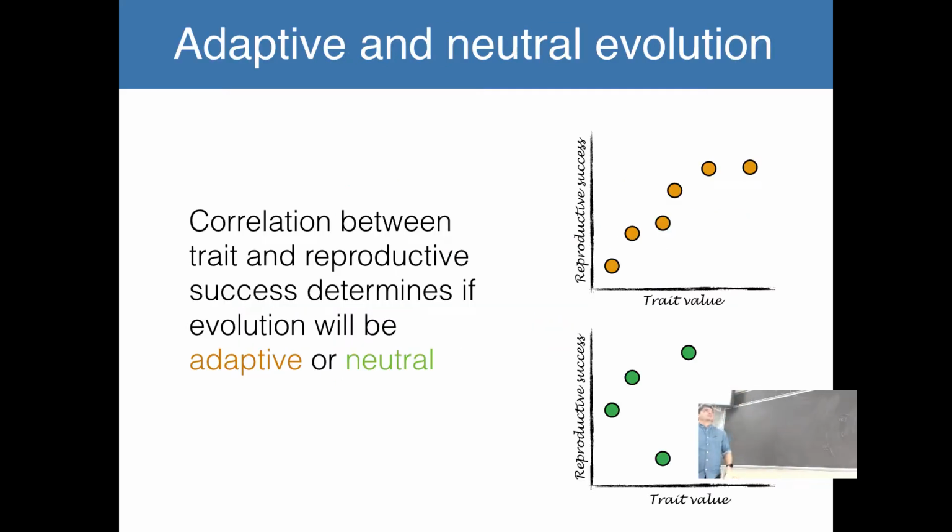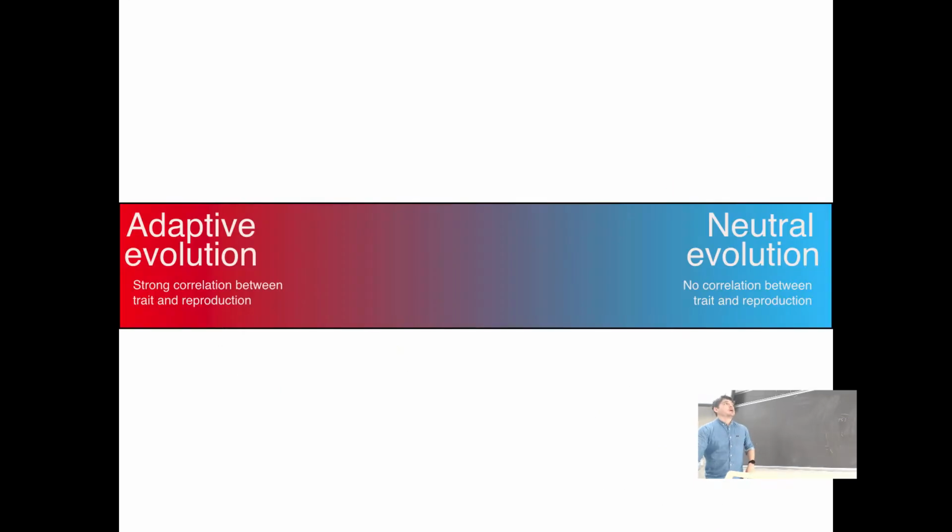So because the relationship between the trait and reproductive success is this statistical relationship, you can have strong adaptive or weak adaptive, or the amount of adaptive evolution relative to neutral evolution depends on the strength of this relationship. And that will place the evolution of this trait somewhere on this spectrum between neutral and adaptive. But we're going to focus mainly today on when it's strongly neutral evolution.